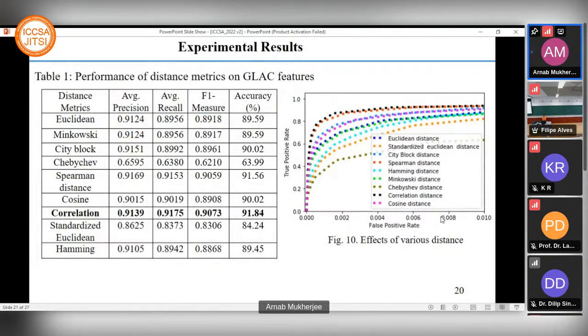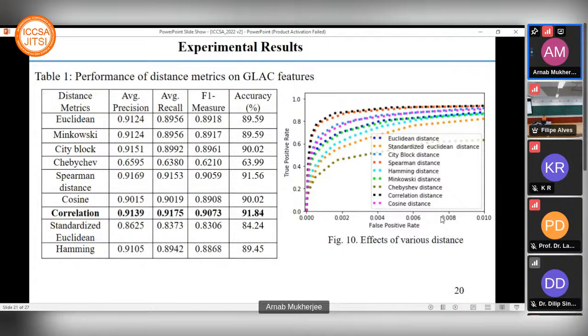Finally, we go to the analysis of our experimental results. From Table 1 and Figure 2, we see the performance of the distance metrics. Among the distance metrics, the correlation distance metric performs the best and improves performance by around 2.25% compared to the most widely used Euclidean distance and other distance metrics.